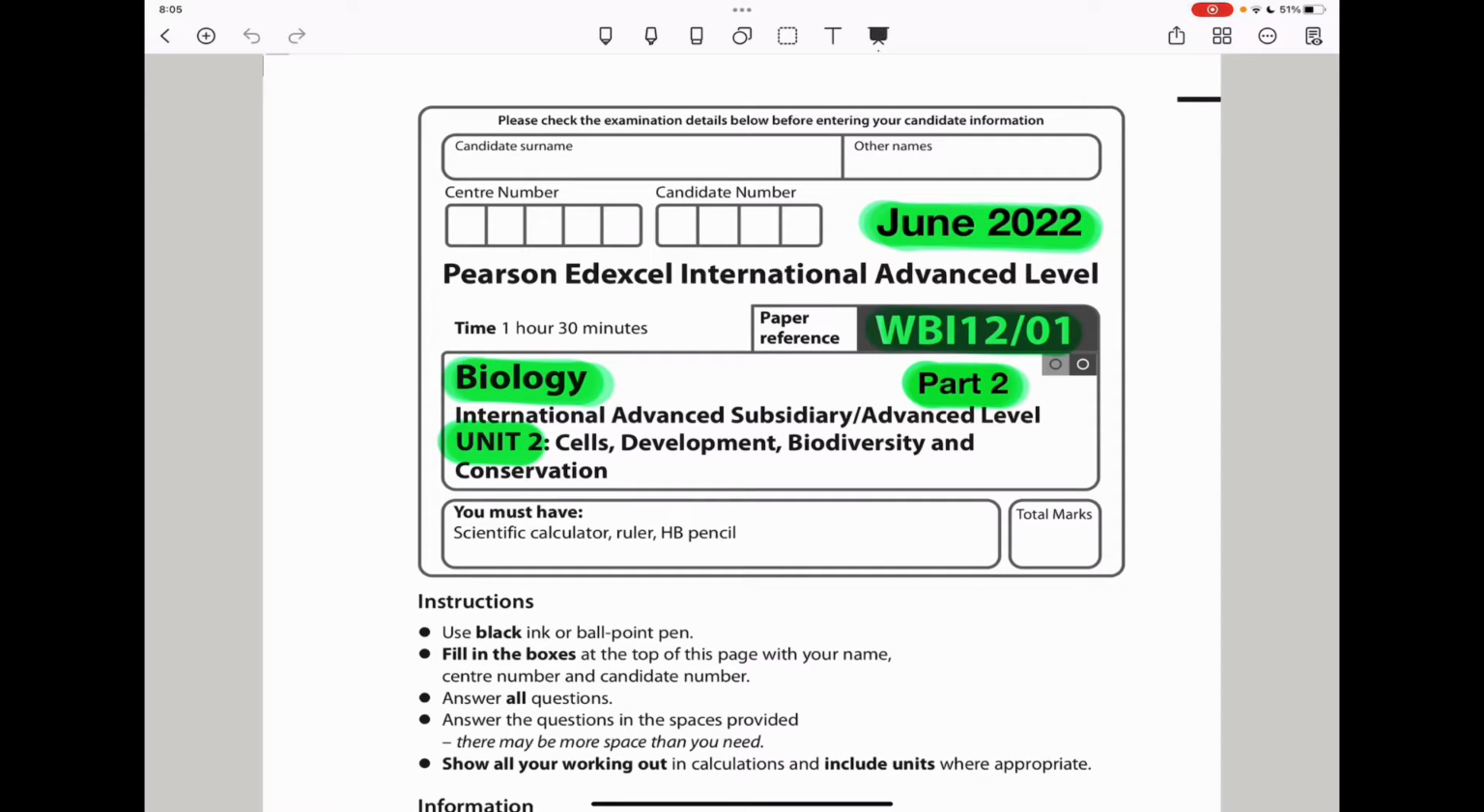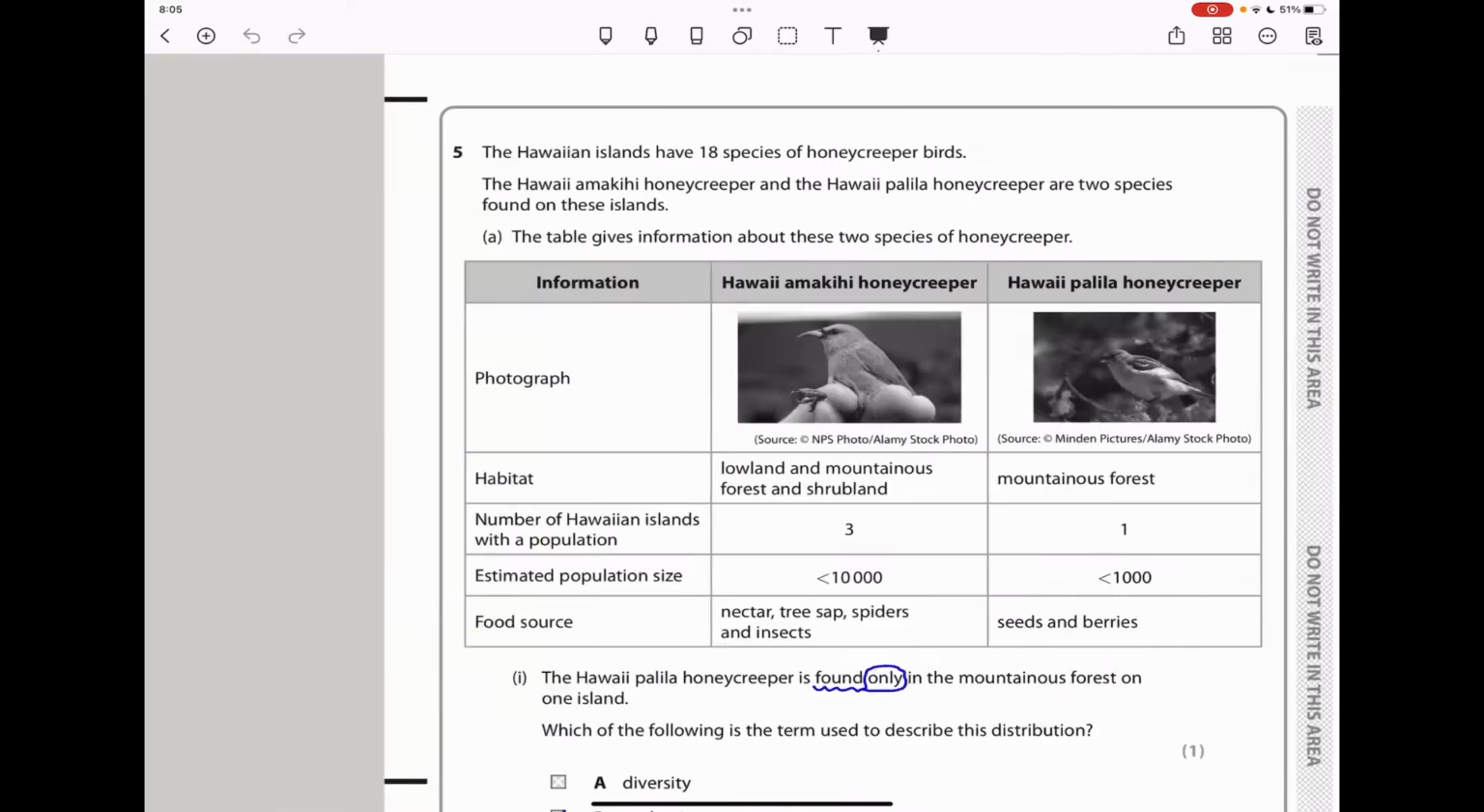Today we are doing the Pearson Edexcel International A-Level Biology Unit 2 for June 2022. This is the part 2 video of this paper, and I'll put the link to part 1 below the description box. Let's begin with question 5.